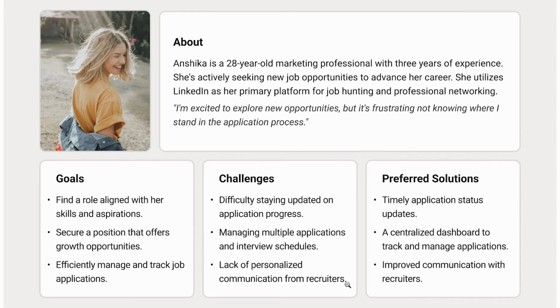And lack of personalized communication from recruiters. What do you mean lack of personalized communication? Why does it have to be personalized? Is it communication or personalized communication, right? I don't know what this is.